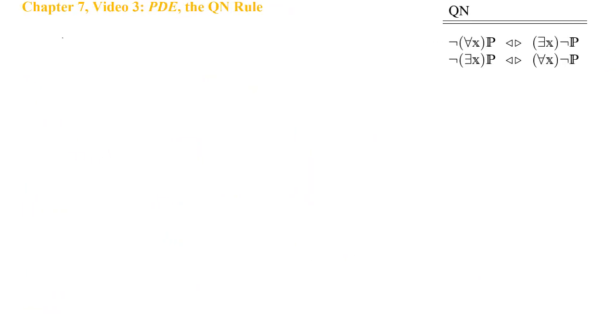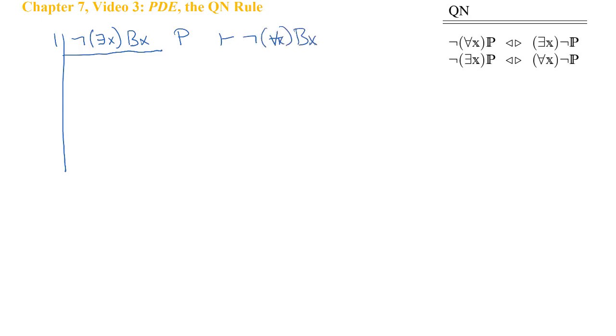Here's a really quick derivation which takes advantage of the quantifier negation rules. Let's start out with this, not some x Bx, as just a single primary assumption, and let our goal be not all x Bx. Now, there's a couple different ways you can do this. You don't actually need the quantifier negation rule, but it's much easier if we use it. We could do it this way.